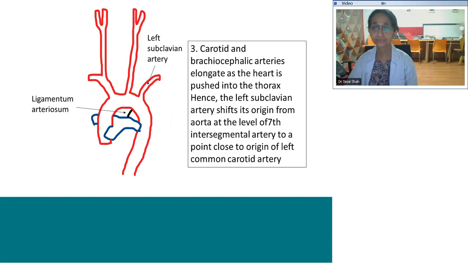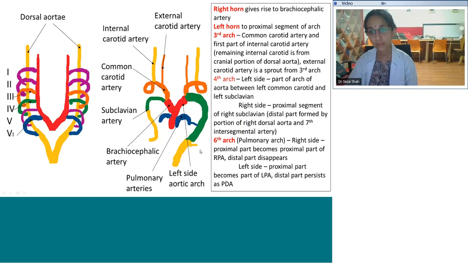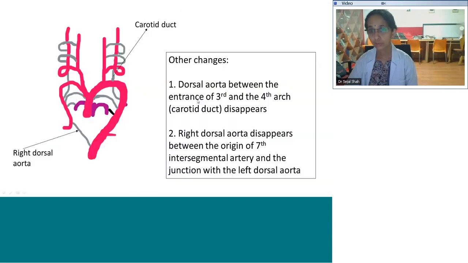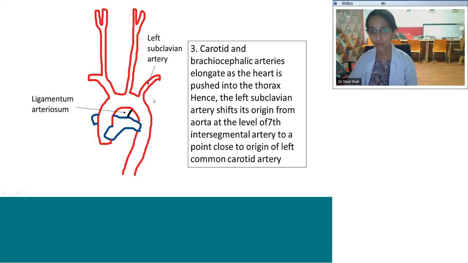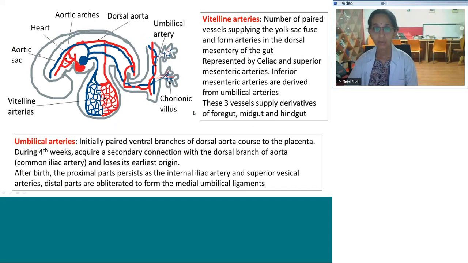And the third thing which happens is that the carotid and the brachiocephalic vessels elongate because the heart is pushed into the thorax, because of which the left subclavian artery, which was very much distal, shifts its origin proximally, and the origin is very close to the left common carotid. If you can see in this figure, this is where the future left subclavian was, and then it gets pushed proximally and the origin comes to lie next to the left common carotid. So these are a few additional changes which also happen.